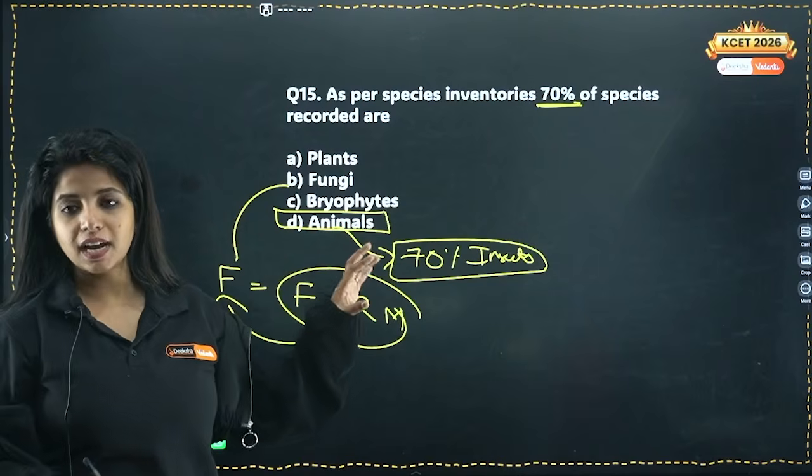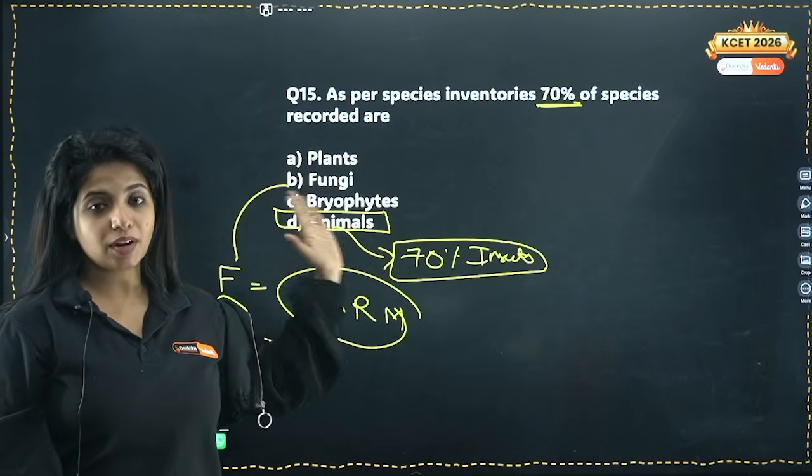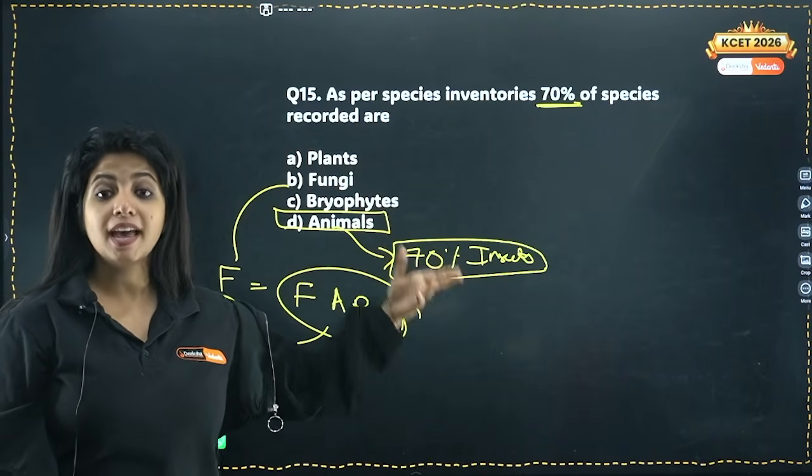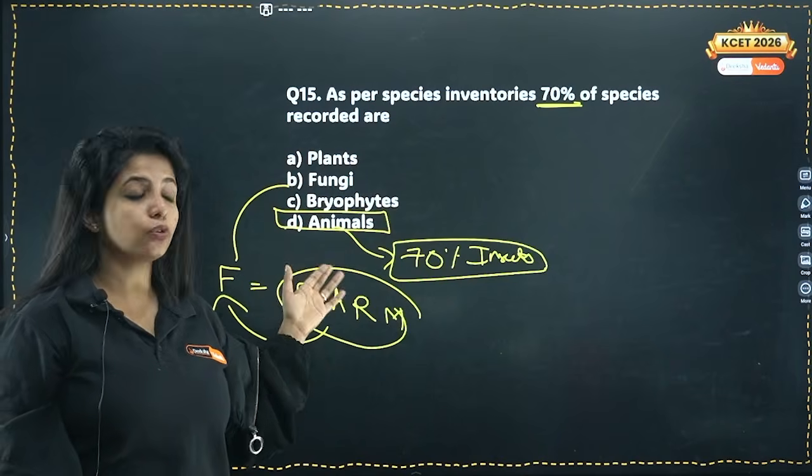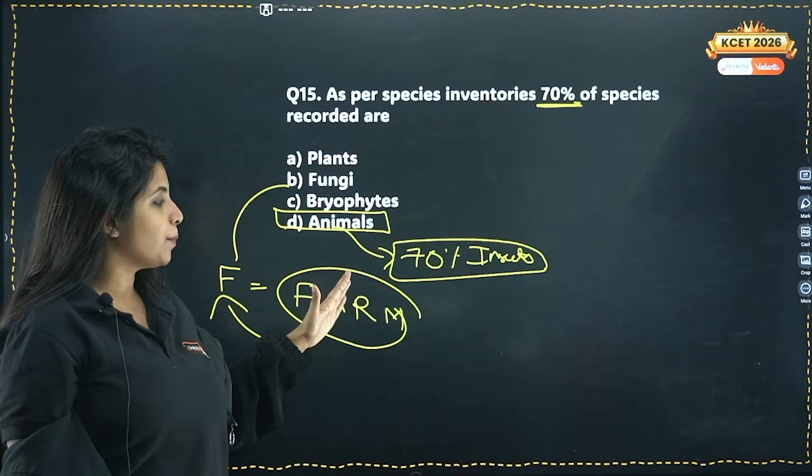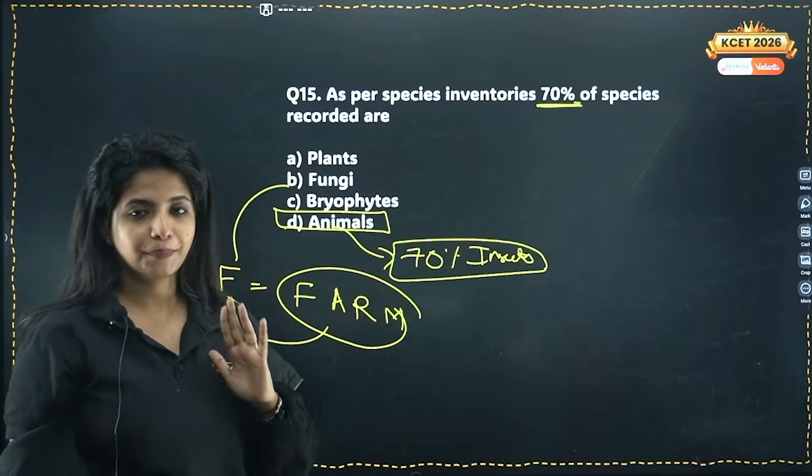So three things are given in the NCERT. 70% of all the organisms are animals. In that, 70% is insects. And if you're talking about fungus, fungus is a total sum of fishes, amphibians, reptiles and mammals. That is FAM.